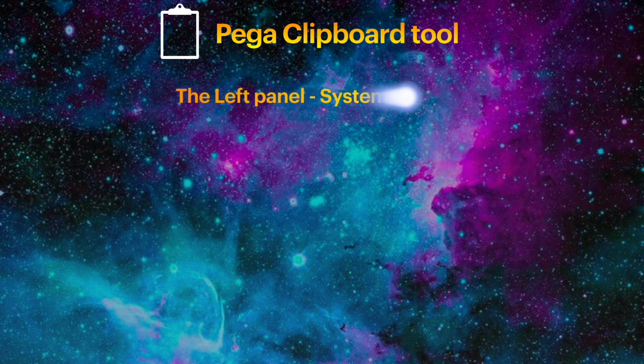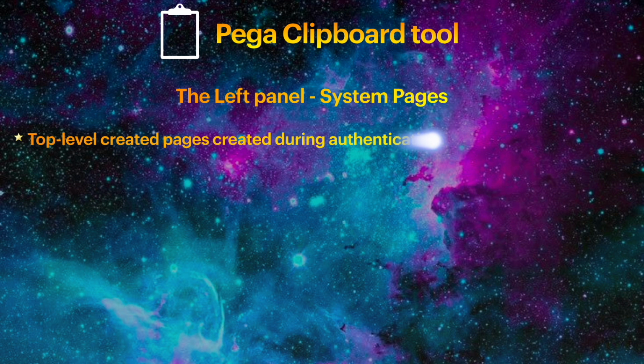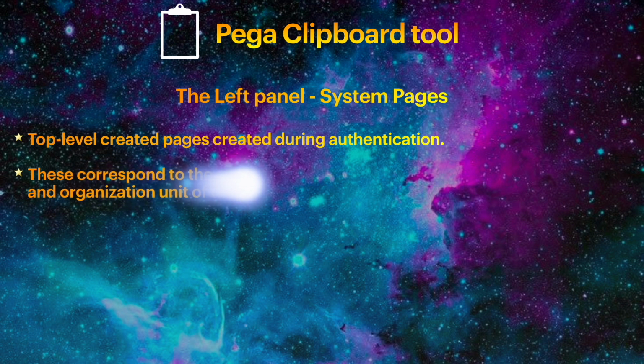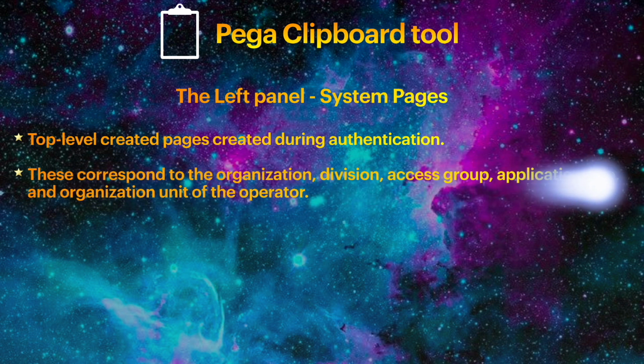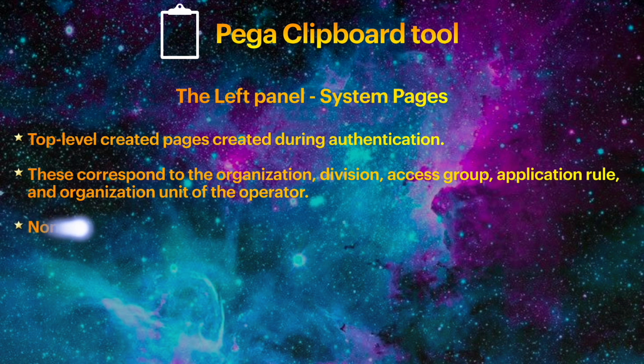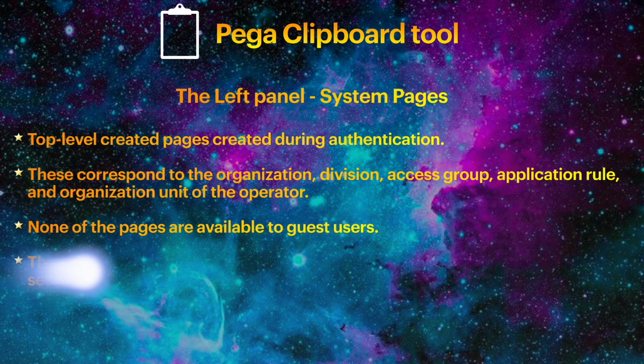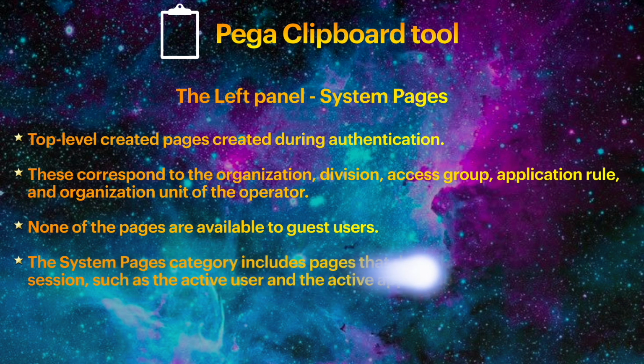The left panel, System Pages. Top-level pages created during authentication. These correspond to the organization, division, access group, application rule, and organization unit of the operator. None of the pages are available to guest users. The System Pages category includes pages that describe the current user session, such as the active user and the active application.